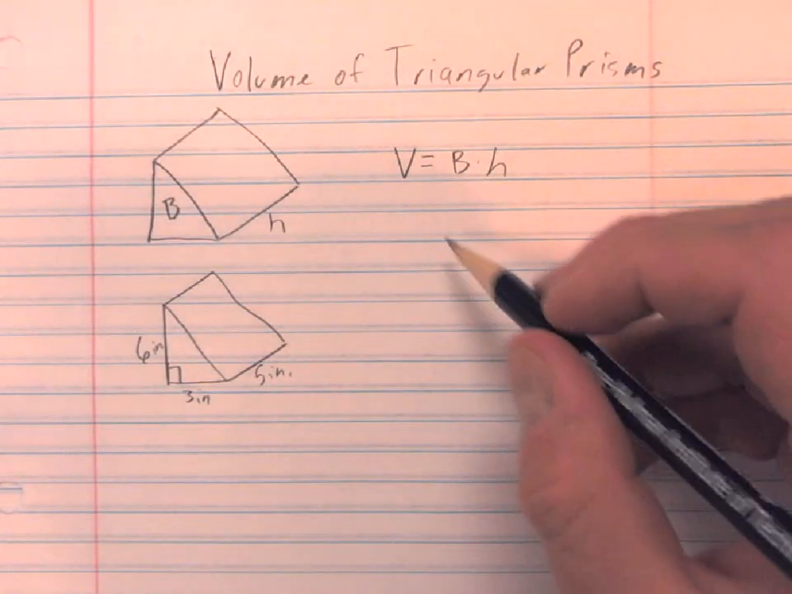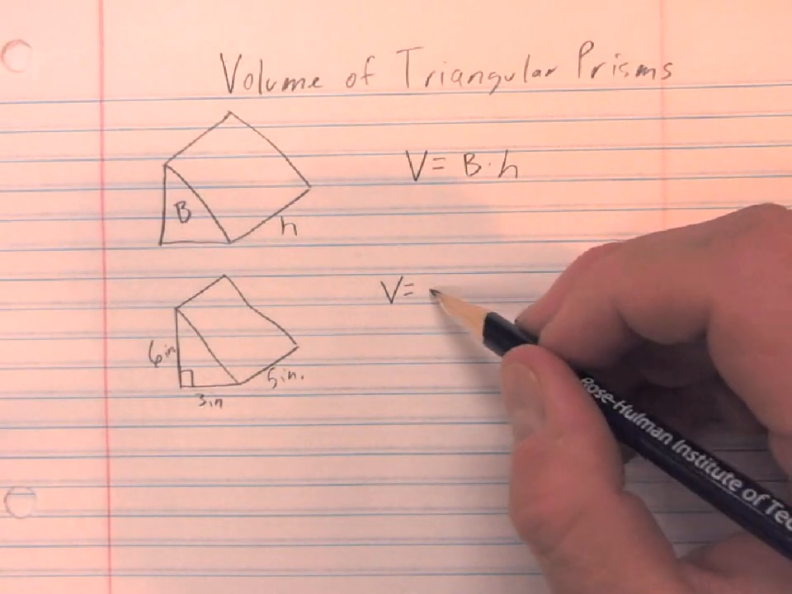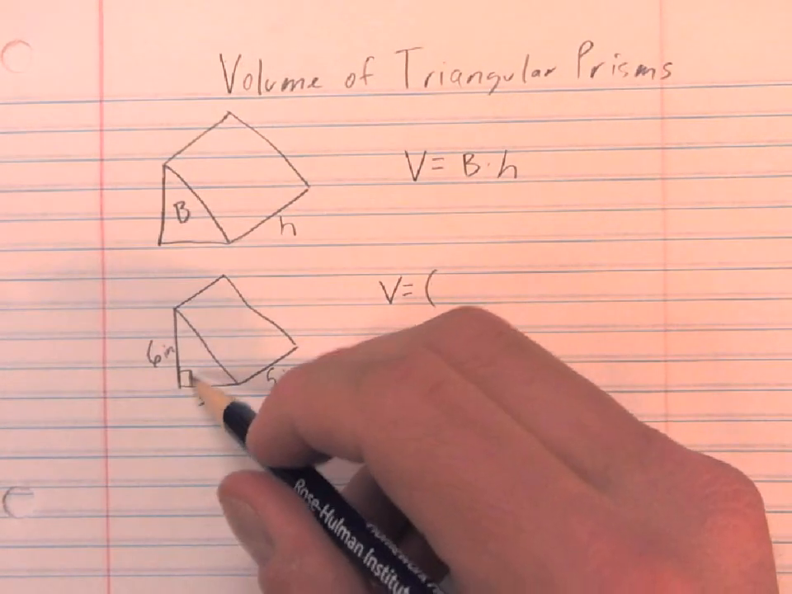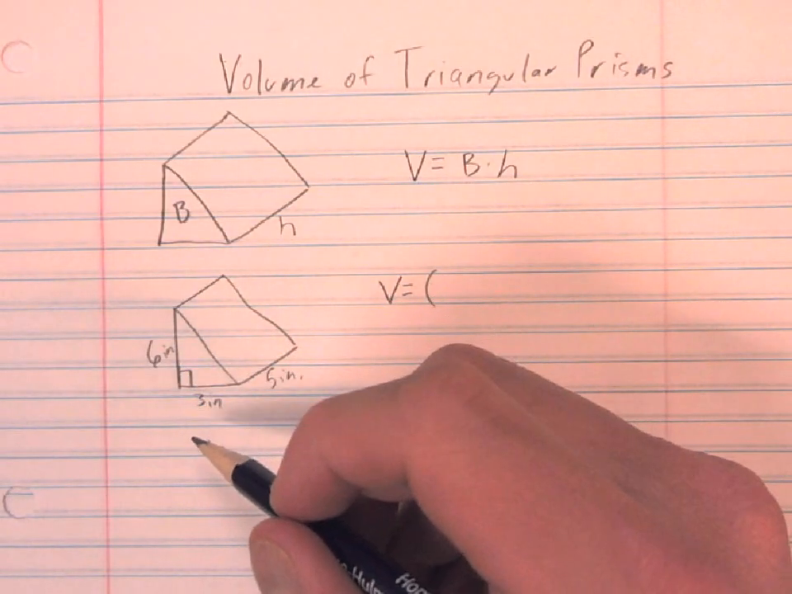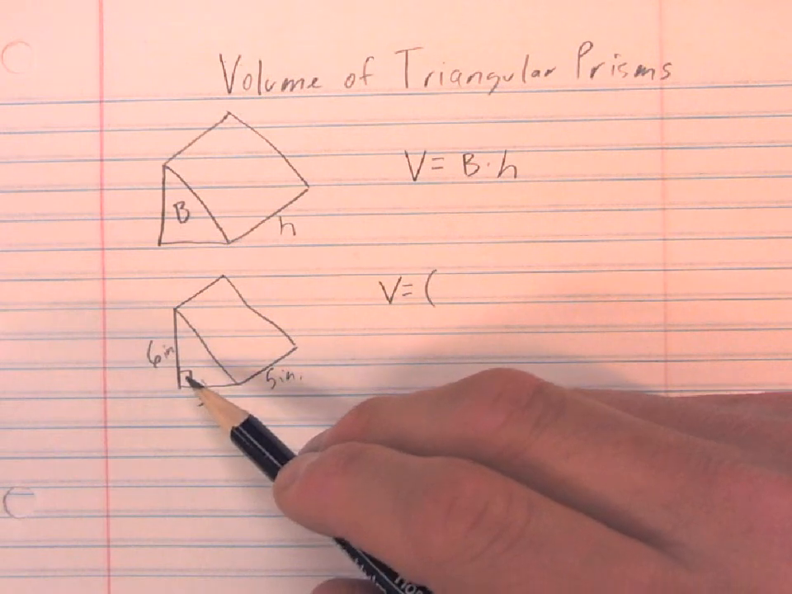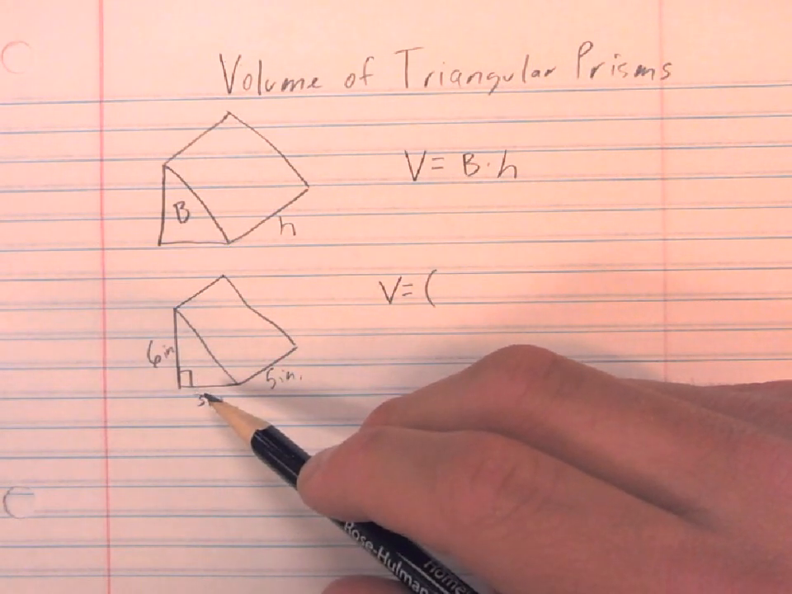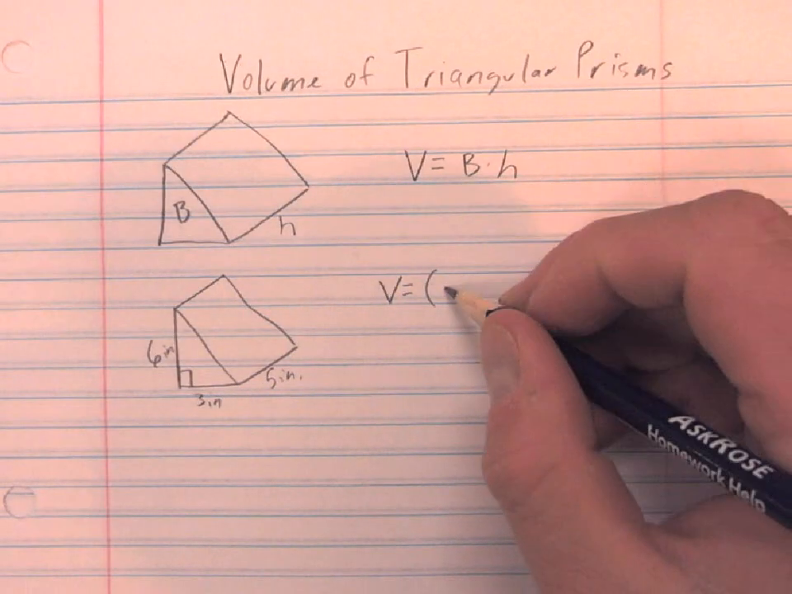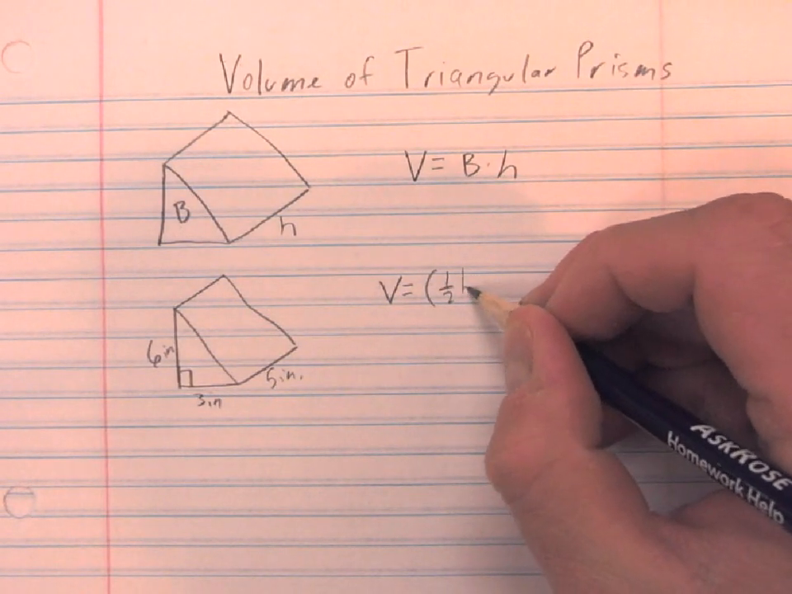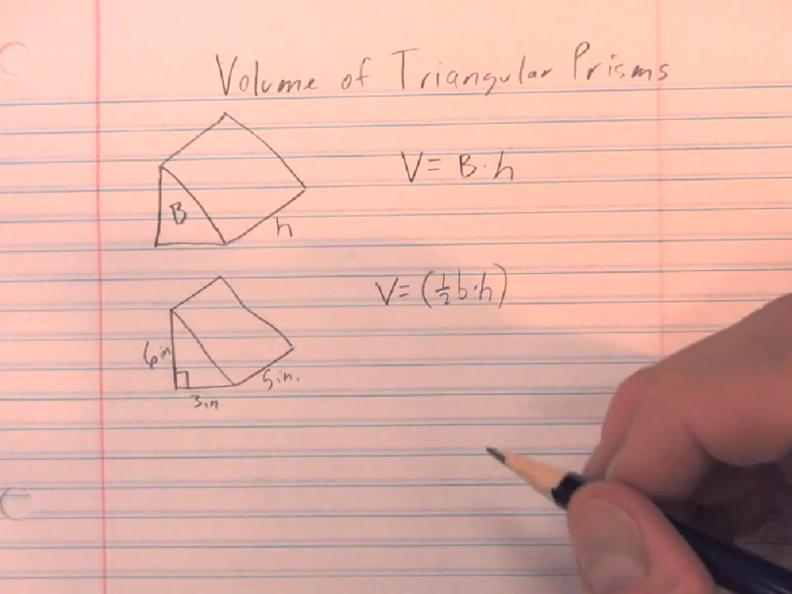So all I have to do with my volume here is find the area of the base. It is the area of a triangle, which is what we were talking about all last chapter, all before break. So if you don't remember what your area formula is, you just flip back in your notes. When you flip back, you'll see that it is half of the base times the height of that shape, of the triangle.